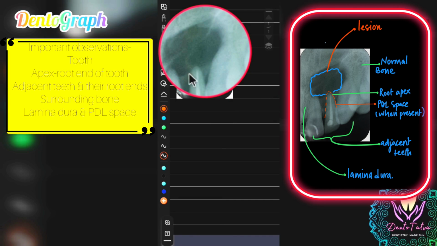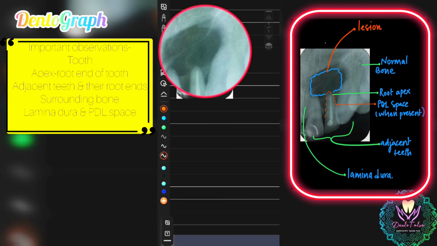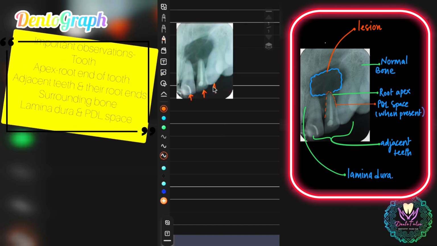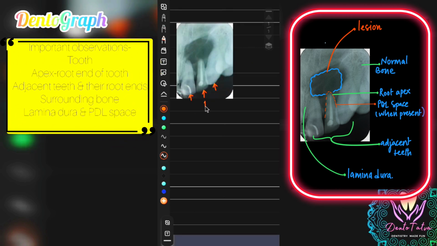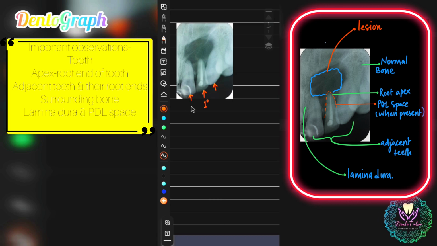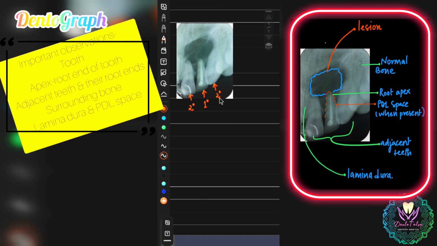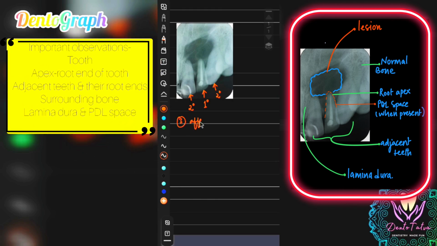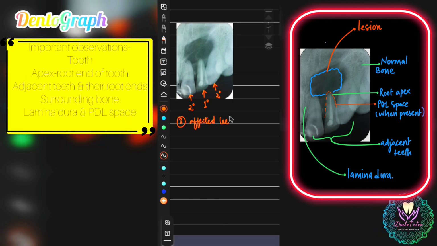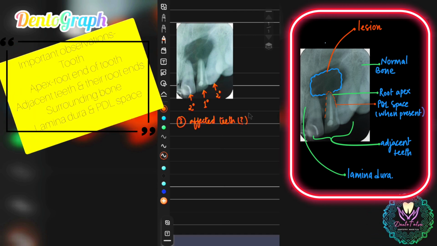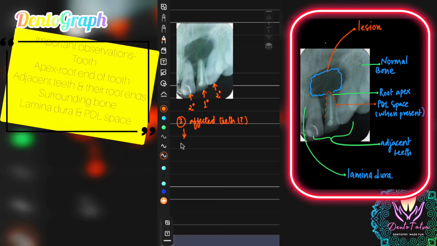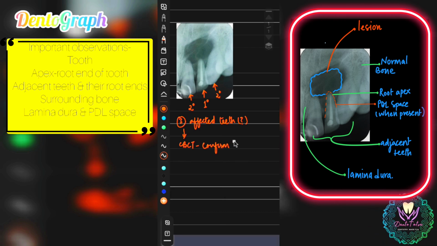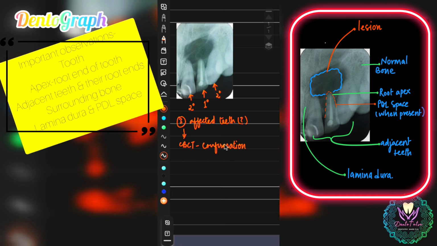Now, a few of the important observational points that you need to keep in mind. First, the tooth in question. Then the root end or the apex of the tooth. The adjacent teeth could also be taken into consideration if there is a large periapical pathology, supporting bone, PDL, that is the periodontal ligament space, and the LD, that is lamina dura. So once we have observed all these things, we can draw a conclusion.